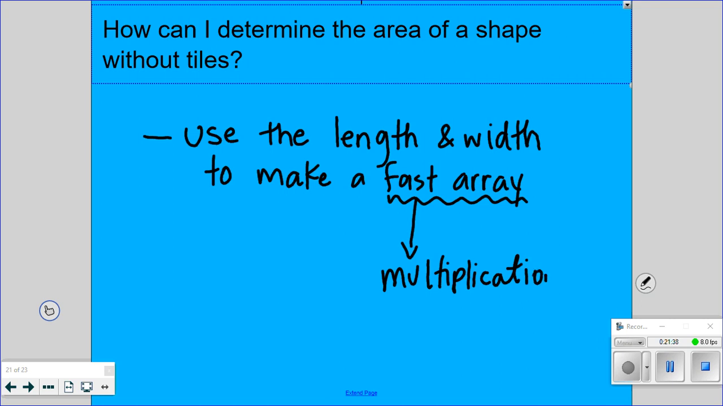Sean, you're going to have to wait. If a shape doesn't have an array, can I use multiplication? If it doesn't have an array? No. An array is just a way to skip count. So if there's not a way to skip count, I can't use my equal group strategy of multiplication.